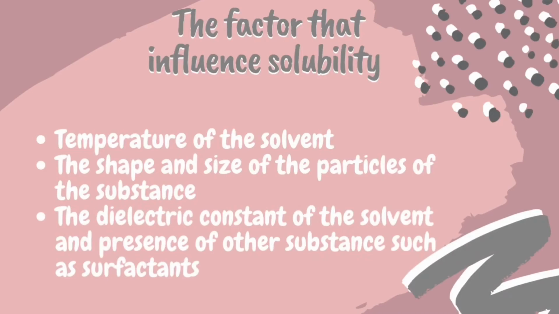Before we continue to the next explanation, I will go over the factors that influence solubility. The first, temperature of the solvent. Second, the shape and size of the particles of the substance. The third, the dielectric constant of the solvent and presence of other substances such as surfactant. Fourth, complex forms. And the last, similar ions and others. But the factors we will use in this experiment are temperature and also stirring.